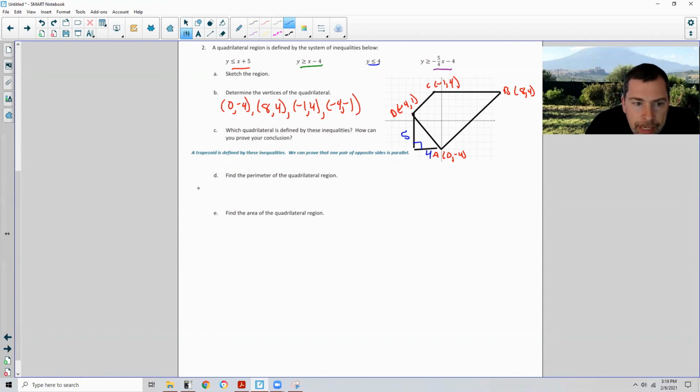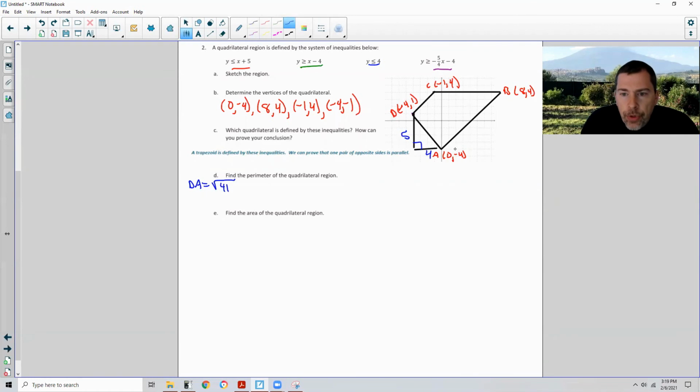So side AD or DA equals the square root of this side squared plus that side squared under the radical. So 5 squared is 25, 4 squared is 16, 25 plus 16 is 41. So DA is the square root of 41.